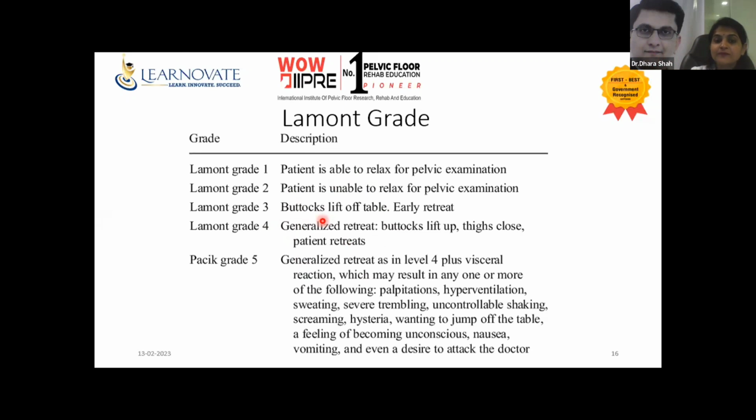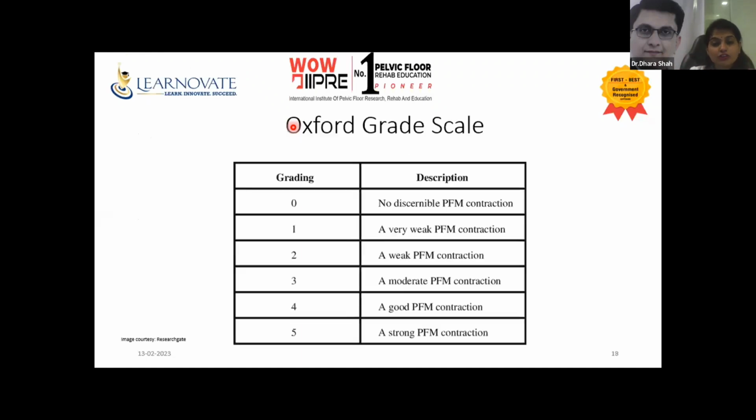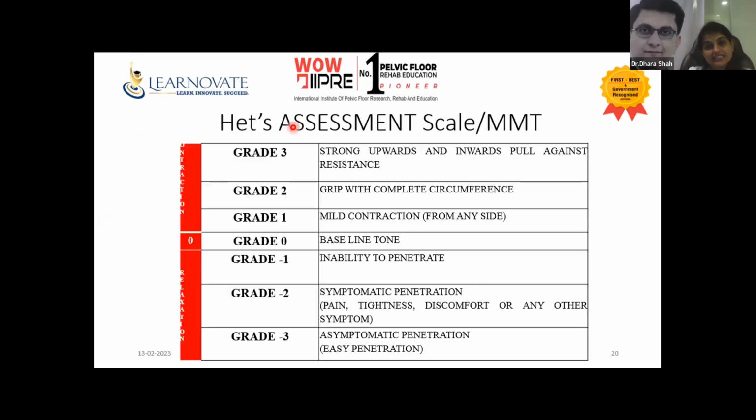That is this grade. So if you want to check the readiness of the patient, whether she is ready for the examination or she is not ready, you can take the Layman's grade. But as I said, it will not help you to identify the pelvic floor involvement. So when you want to examine the involvement of pelvic floor muscles, we can take the Haig's MMT. Why not modified Oxford MMT? Because modified Oxford MMT does not give you a grade for relaxation. Modified Oxford MMT only gives you a grade for contraction.